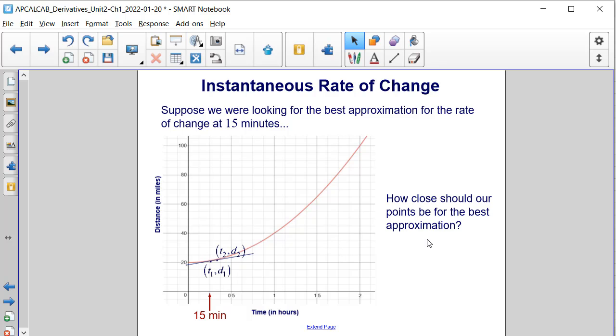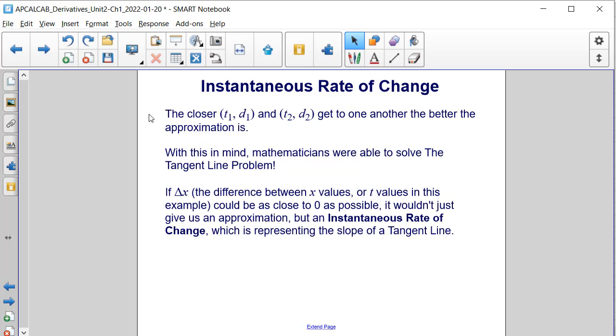How close should our points be for the best approximation? The closer time 1 distance 1 and time 2 distance 2 get to one another, the better the approximation is. With this in mind, mathematicians were able to solve the tangent line problem. If delta x, or the difference between x values or t values in this example, could be as close to 0 as possible, it wouldn't just give us an approximation, but an instantaneous rate of change, which is representing the slope of a tangent line at any x or t value.